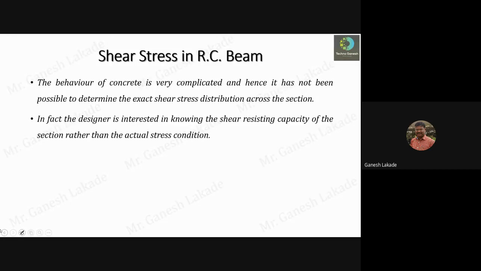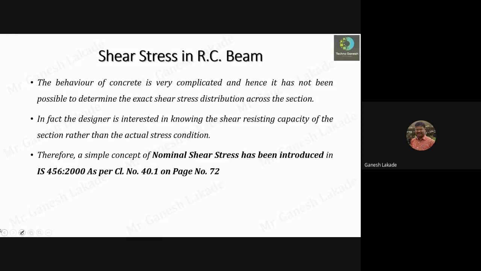Okay, and that's why the simple concept of nominal shear stress has been introduced in IS 456:2000, as per clause number 40.1 on page number 72. So I am again requesting all of you to open page number 72 and clause number 40.1. Go to this clause and let any one of you read that clause. Page number 72.